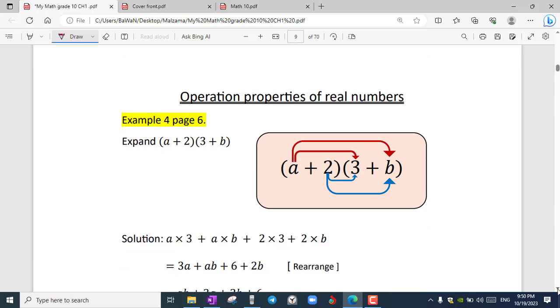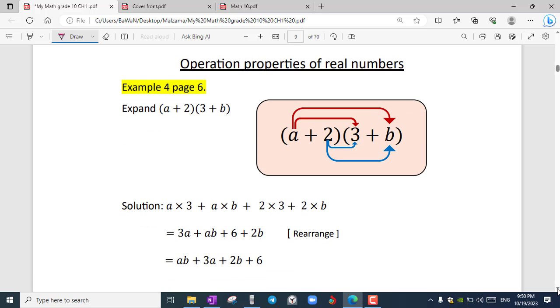Operation properties of real numbers. Okay. If we have two brackets to multiply them by each other, or to remove the brackets, or in other words to expand, we multiply the first term by both terms in the other bracket. Similarly, we multiply the second term in the first bracket by both terms in the second bracket.